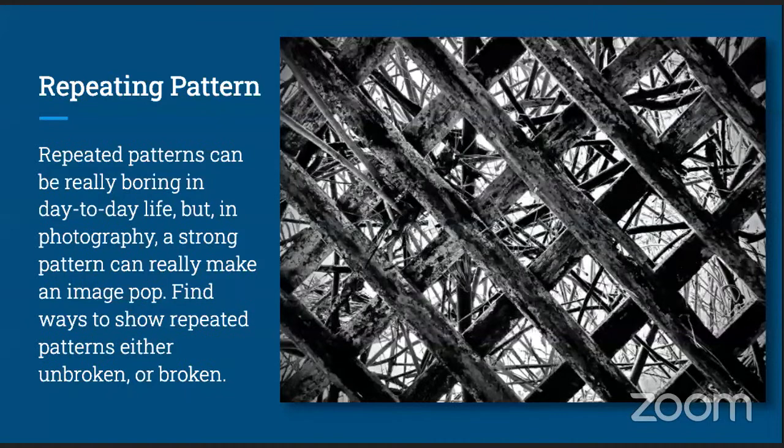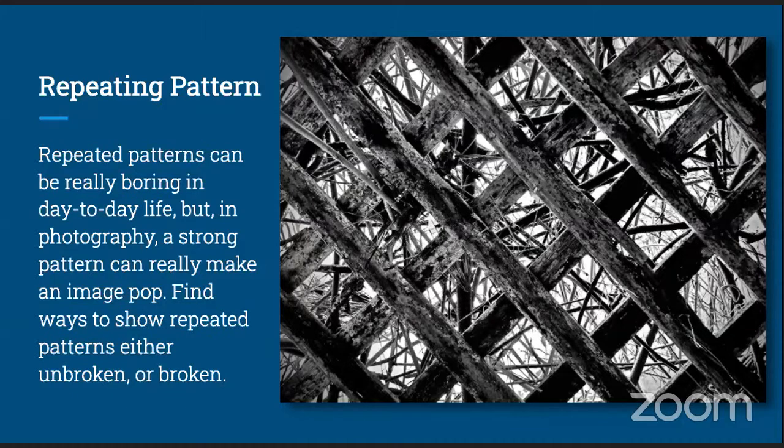There are two different kinds of repeating patterns, and there are unbroken and there are broken. So to give you a good example of that, this is a broken repeating pattern. Those diamond shapes, those lines are all very strong repeating patterns, but the sort of chaos of the vines and branches and everything that are behind them break up the pattern a little bit.